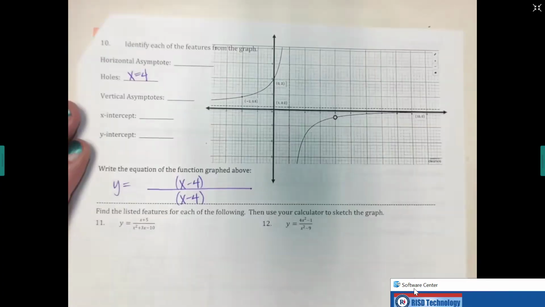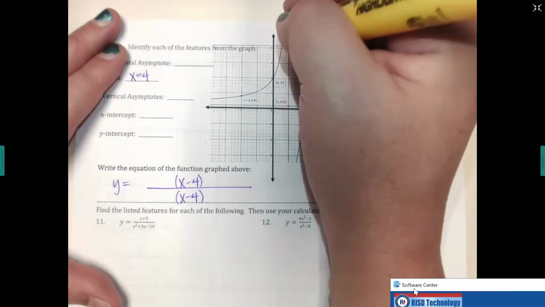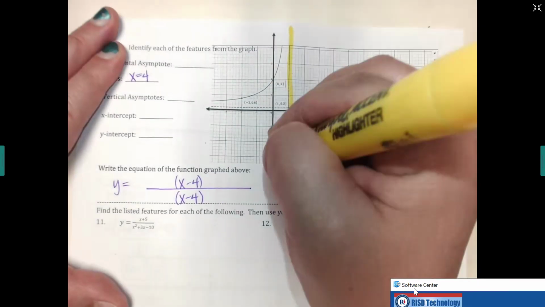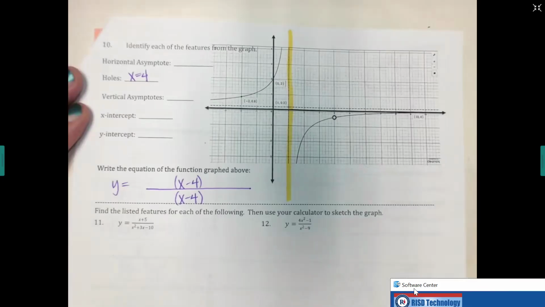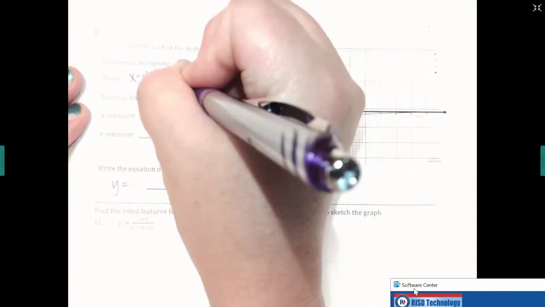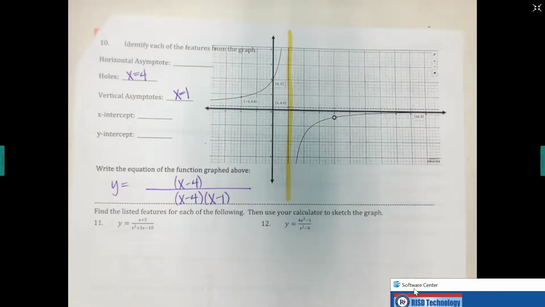Okay, next question. I want a vertical asymptote. Now, this one isn't super clearly labeled, but will you draw it in that it's right here? Okay, that's where your graph can't cross. What x is that yellow line at that my graph can't touch? X equals 1. Very good. And if I can't touch 1, then I need an x minus 1 on the bottom only.